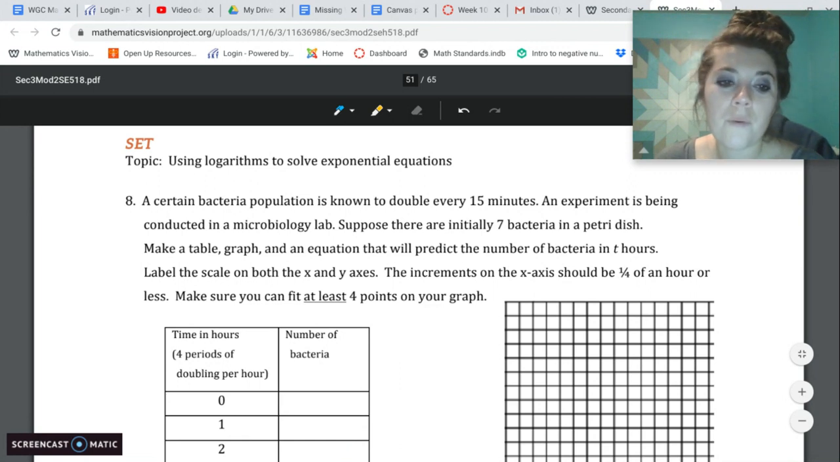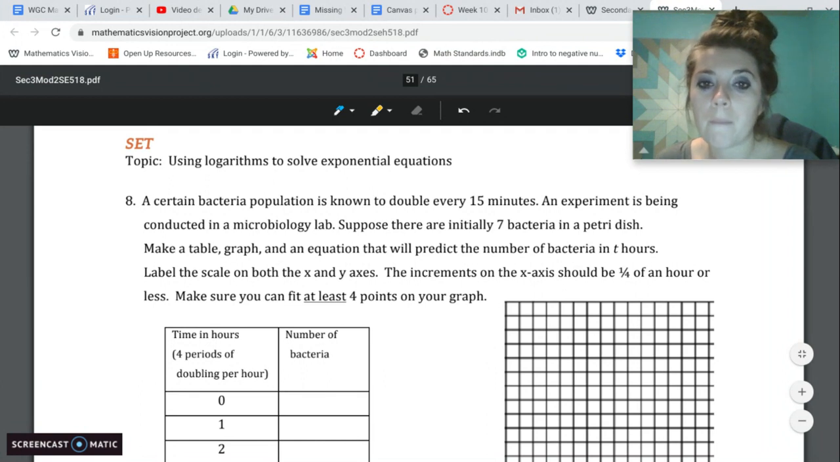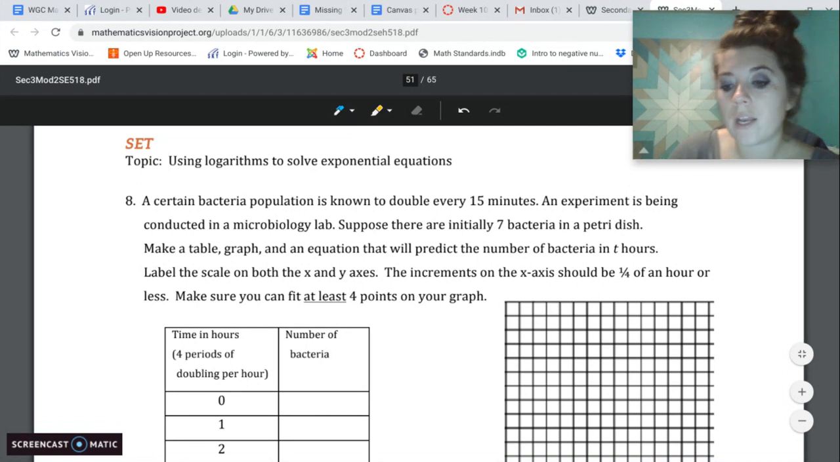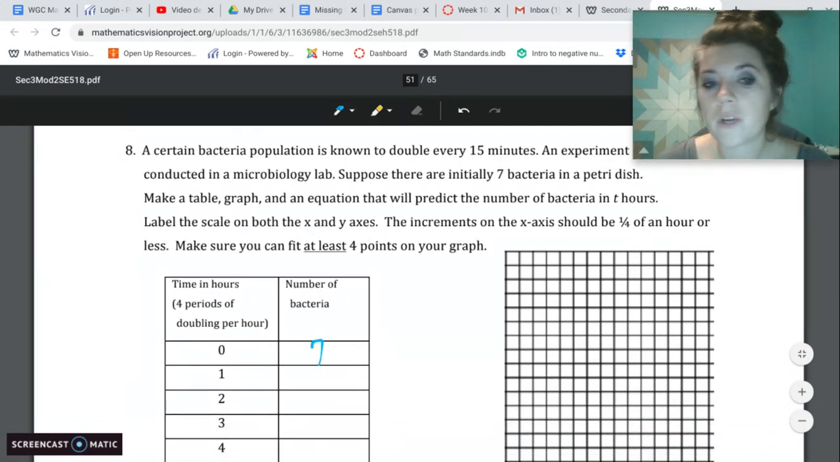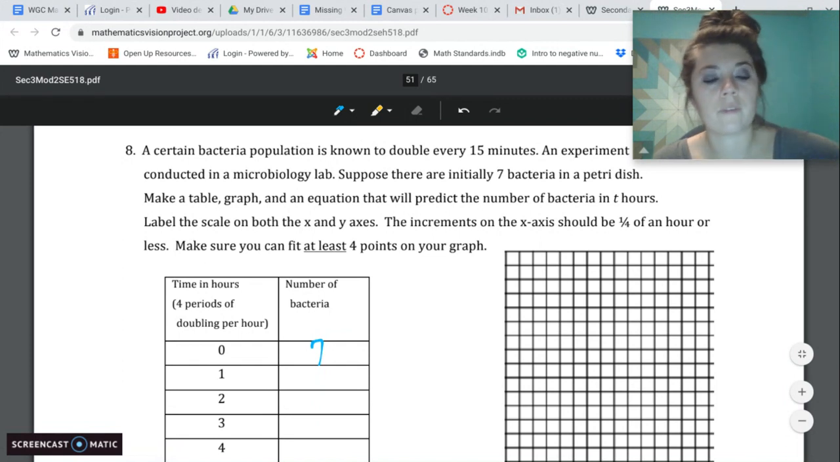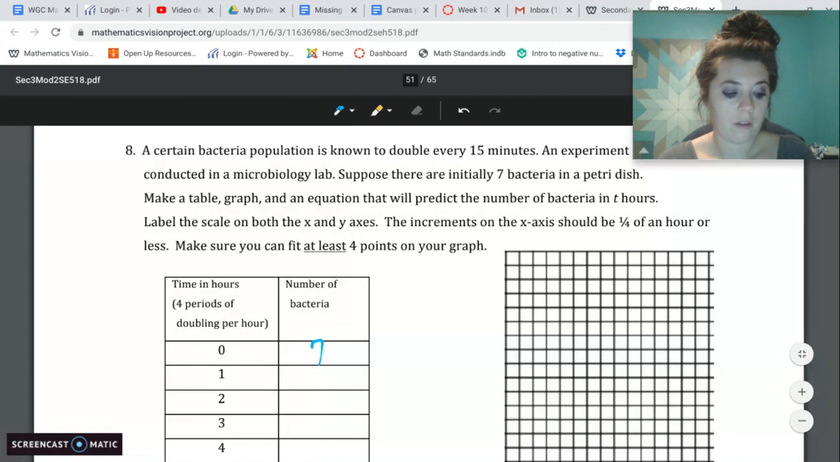So what we're looking at here, time in hours, 4 periods of doubling per hour. So the number of bacteria when it starts is 7. Then we're going to take, so it's going to double every 15 minutes. So in an hour, it's going to double 4 different times.